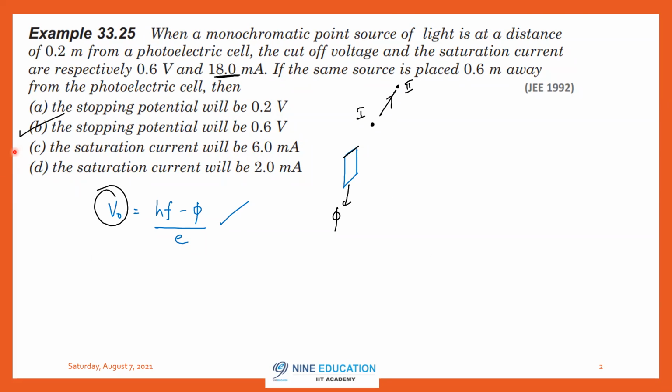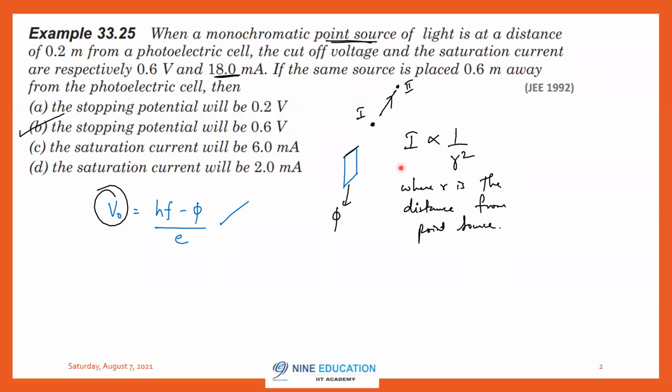Qualitatively you have decided that it could be C or D. Now let us quantitatively derive. Intensity, he has said point source. In the wave motion and sound chapter, we discussed the intensity of a point source. Intensity is proportional to 1 by r square, where r is the distance from the point source.